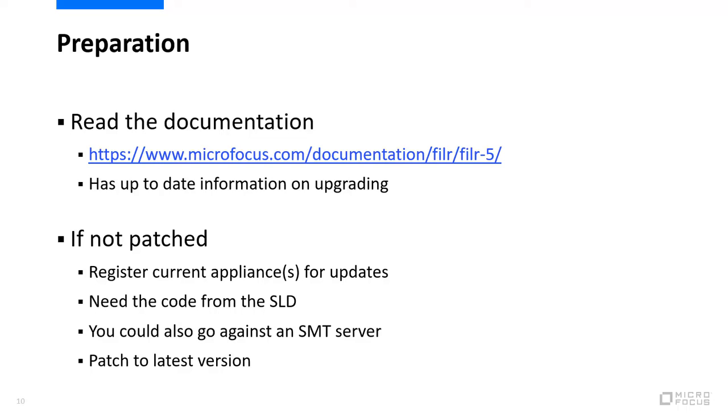And just to clarify, if you're not patched, you need to register your current appliances for updates. You can get the registration code from the activations tab in your SLD. If you wanted to, you can go against a SMT server. And for those of you that are running Filr in an air-gapped environment, and I know some of you are for security reasons and so on, there are ways that you can patch that as well.